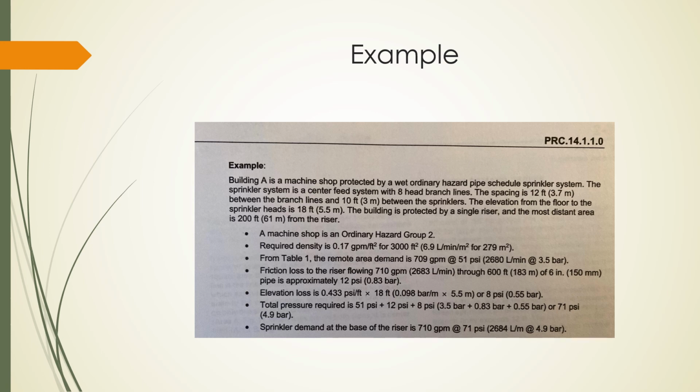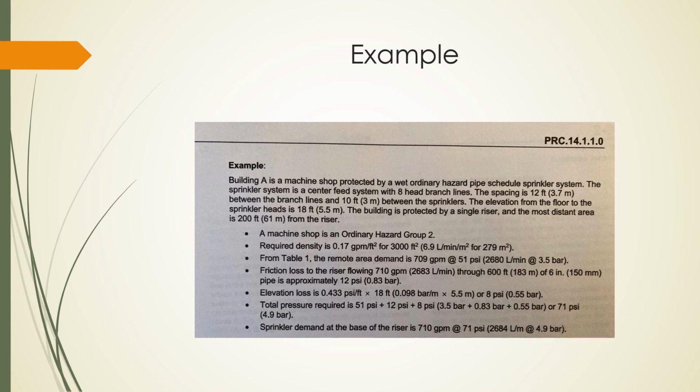Now, that's only where the design area ends. Of course, there's additional friction loss to get that water from the street to that design area. And in this case, they're flowing 710 GPM through 600 feet of 6-inch line. There's a 12 PSI loss. Next presentation, I'll show you how to do it.